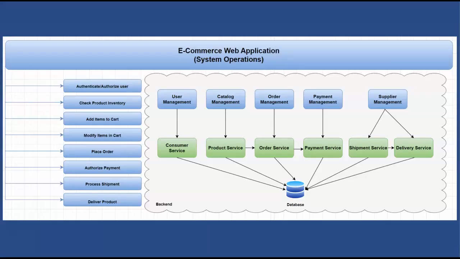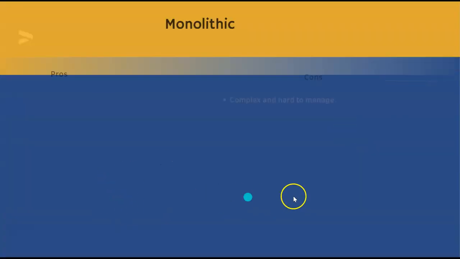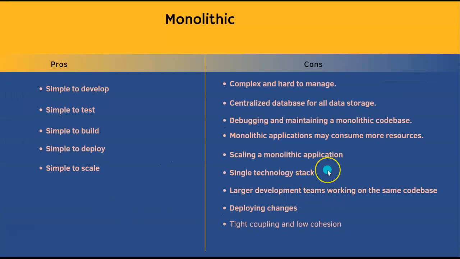Single technology stack. This monolithic application is developed on a single technology. If I have to implement multiple technologies for multiple services or modules, let's say I develop the payment management and payment service using Python, and the order management and order service using C#, I cannot go for that. It does not allow that. It always allows a single technology stack. Either I can go for Python or I can go for C#.